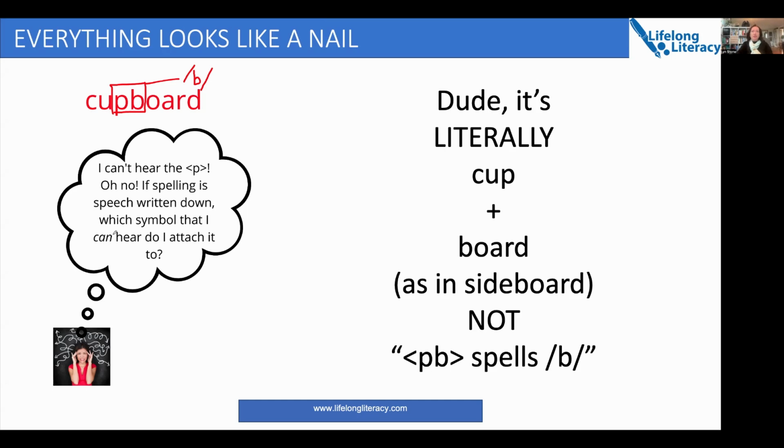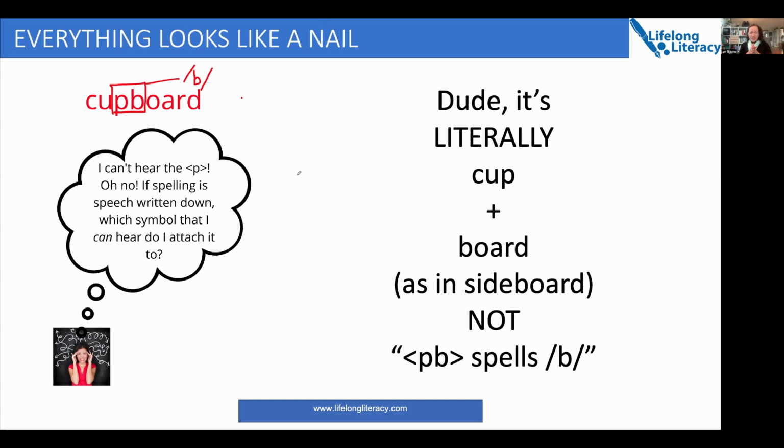My response is, dude, it's literally cup and board, right? Cup and board as inside board. They're two words. It's a compound word. It's not that this miraculously somehow has to be learned as a spelling for the sound, but that is bonkers. That is a crazy, crazy, crazy thing to do. And you might think, oh, I don't do that. Or, I don't teach stuff like that.